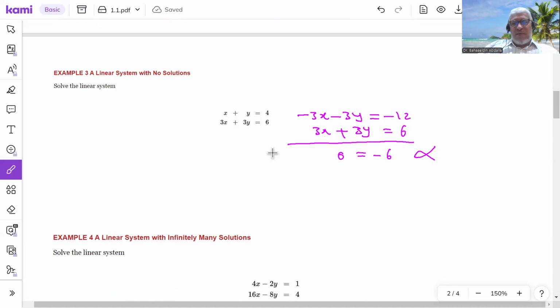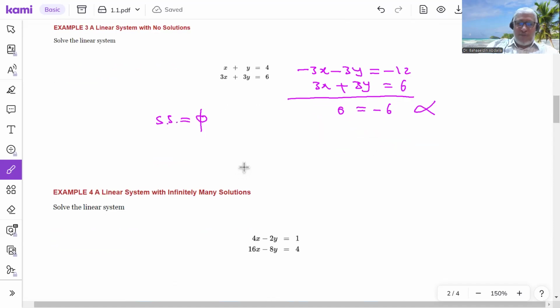And this means that if you replace x and y by any numbers, you will always end up with a false statement. So this means that the system has no solution. So the solution set is phi, or you say the system has no solution, or you say the system is inconsistent.